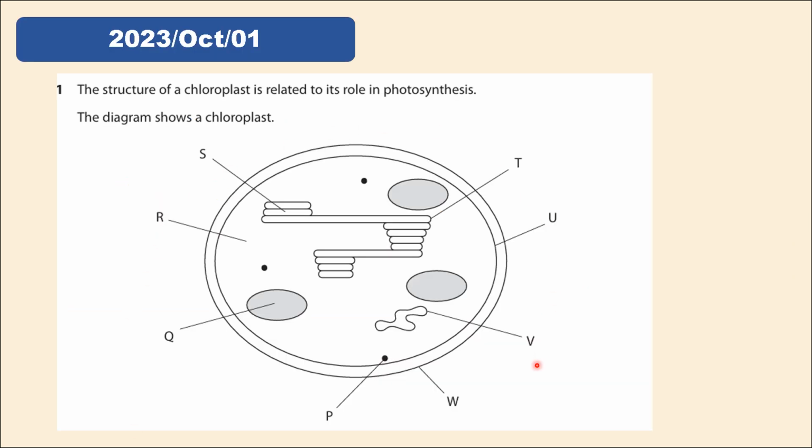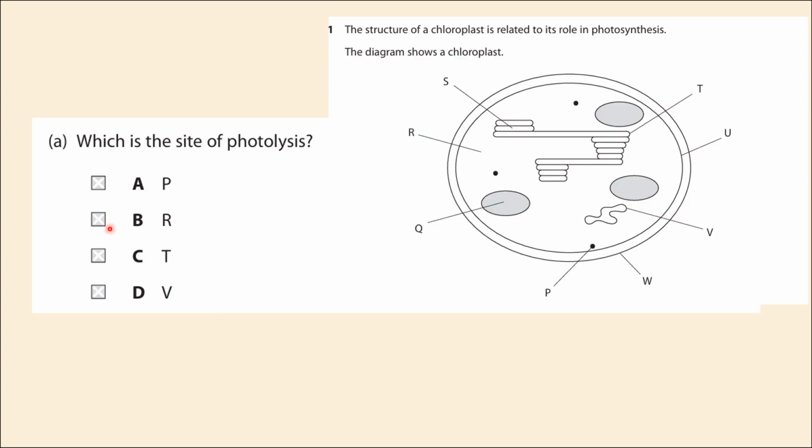The next question is also very easy. It's related to the structure of chloroplast, and here also the structures are labeled in alphabetical order from P to V. The first question is, which is the site of photolysis? Photolysis will happen on the thylakoid membrane. Therefore, your answer is T, and the correct answer here is C.